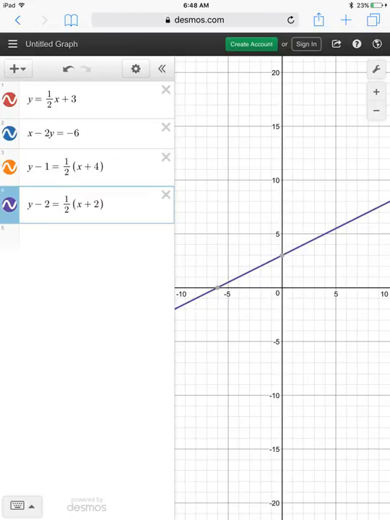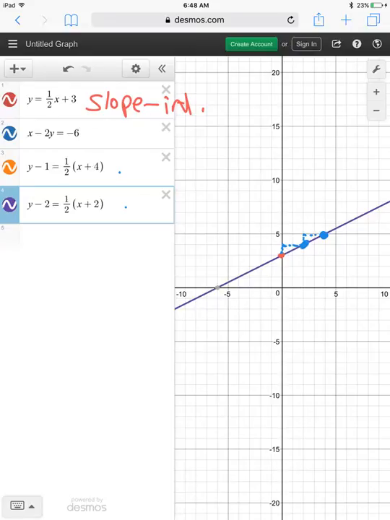I plugged these into Desmos earlier. So there was our slope-intercept. And you can see that this is accurate. It starts at 3, and it goes up 1 over 2, and here's our next dot. Up 1 over 2, and here's our next dot. Here are the 2-point slope forms.